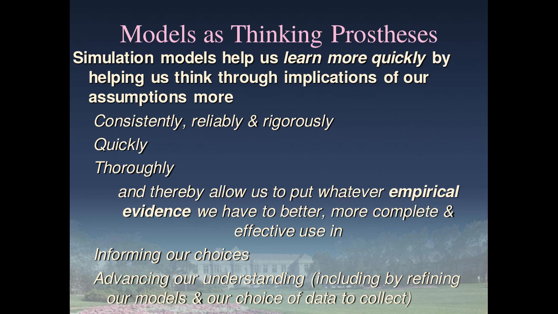What would the implications be for explaining patterns that we see, where those are coming from? So they can help us learn more quickly, thoroughly, consistently, reliably, rigorously. They can help us think more deeply through what's going on in the system. Why do we see these patterns? How would those patterns be different if we put into place an intervention? And by such, they can inform our choices. And they can advance our understanding by refining, over time, our thinking about the world and refining the models to reflect that thinking.